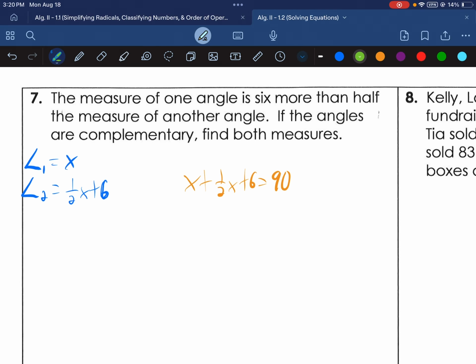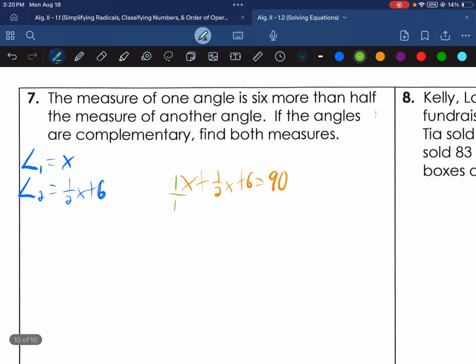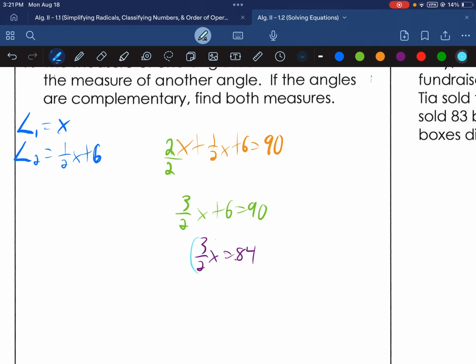As we talked about before, we need common denominators here to get those x's combined. X is secretly 1x over 1. So if we multiply the top and bottom by 2, we get 2x over 2. So that gives us 3 over 2x when we combine them, plus 6 equals 90. Subtracting 6 gives us 3 over 2x equals 84. And now I have to multiply by the reciprocal 2/3.